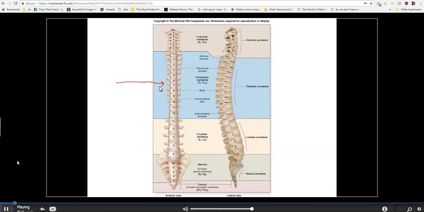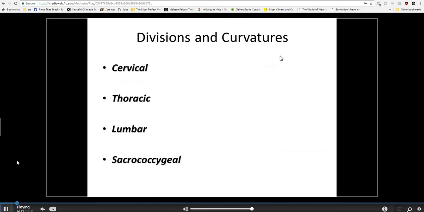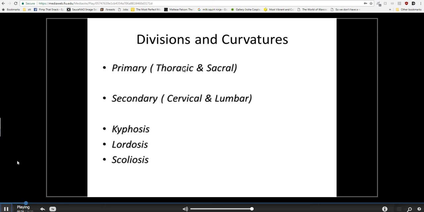Here's an anterior view of the vertebral column, and here's a lateral view of the same. Now, there are divisions and curvatures to the vertebral column. You have 7 cervical vertebrae, 12 thoracics, 5 lumbar, and 1 sacrococcygeal region. As far as curvatures, your primary curvatures are the thoracic and the sacral parts of the vertebrae, and your secondary curvatures are the cervical and lumbar.